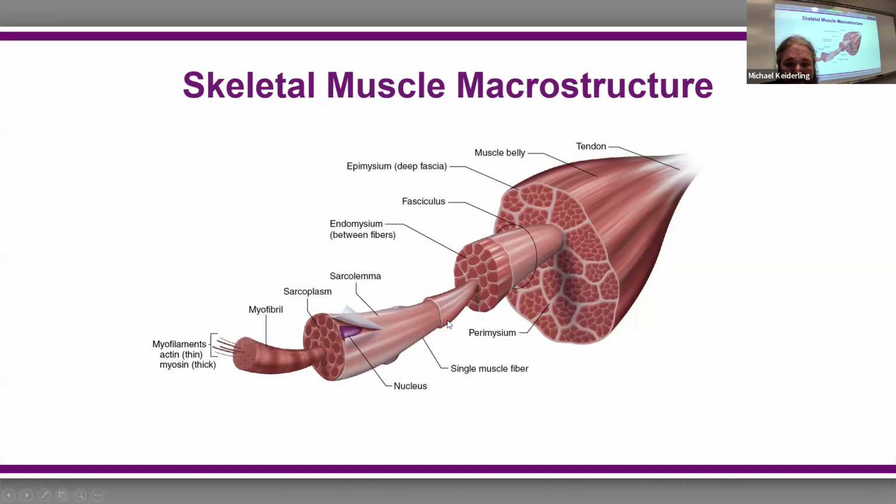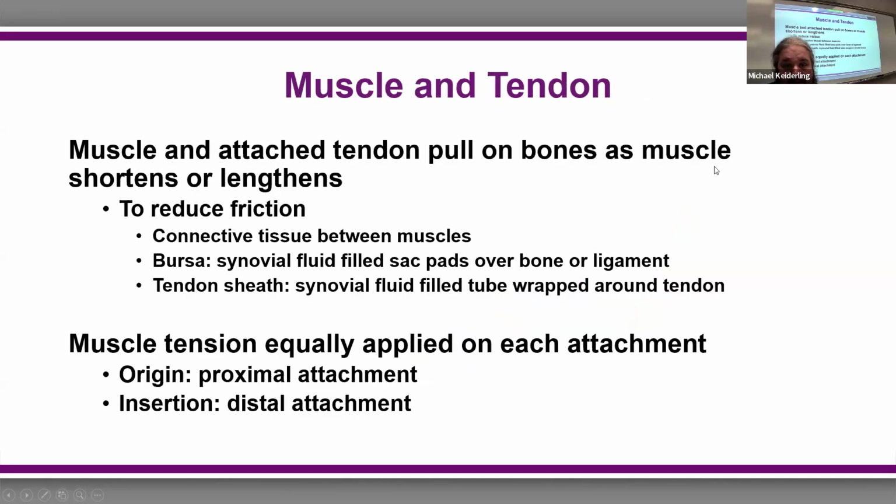And there's the nucleus for each cell. So this is one cell in a muscle fiber. And then there's the endomysium between fibers, the epimysium, which is between fascicles, and the perimysium, which surrounds the fasciculus. The epimysium is sort of on the outside. And all of those merge together to form the tendon. And the muscle in the attached tendon will pull on bones as the muscle shortens or lengthens.